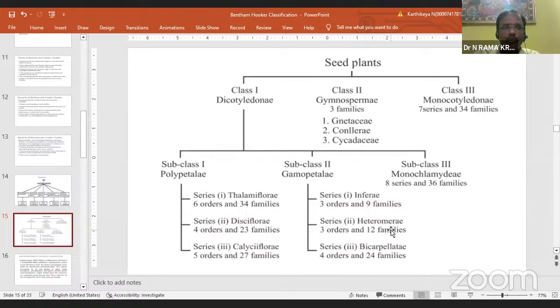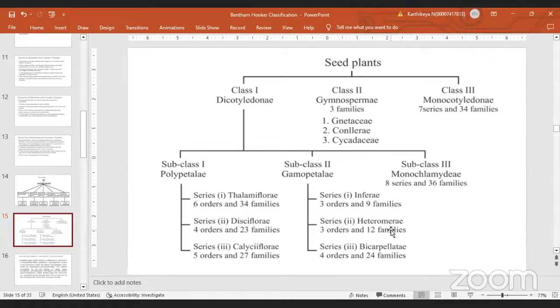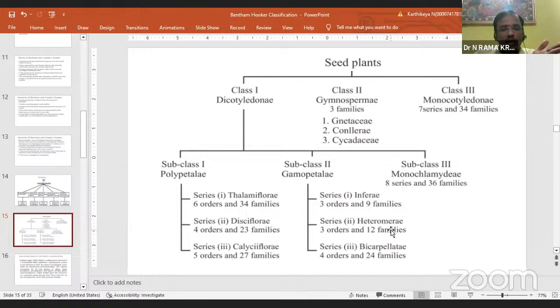Second one, Heteromerae. What is the meaning of Heteromerae? Hetero means many. You are looking at many carpels. Many carpels you are looking at. So we call that Heteromerae. Is it okay now?